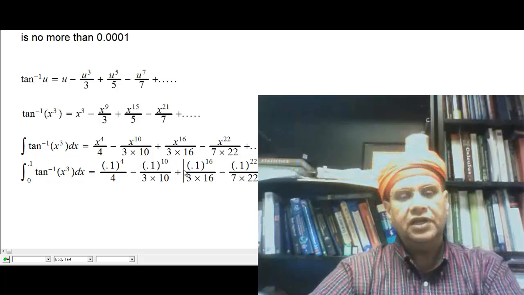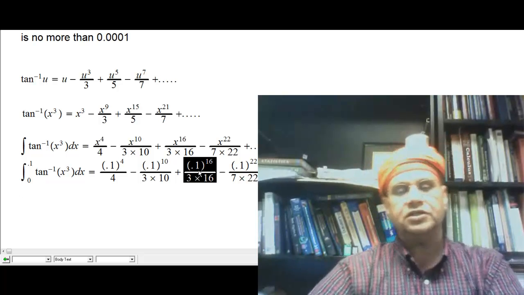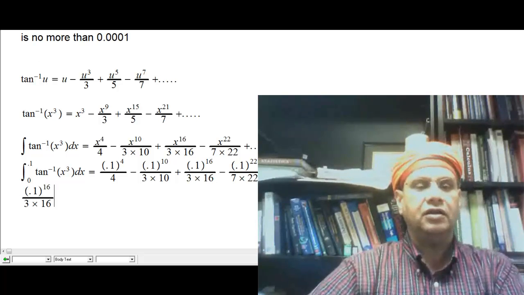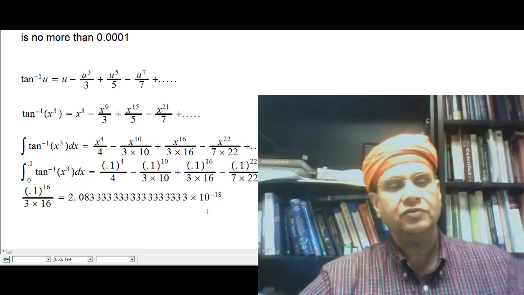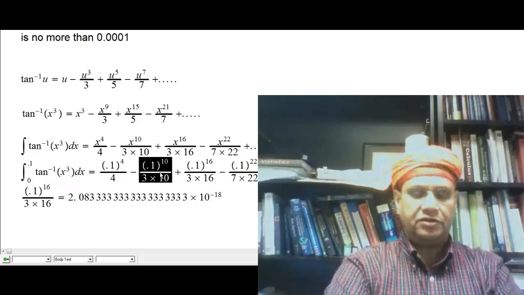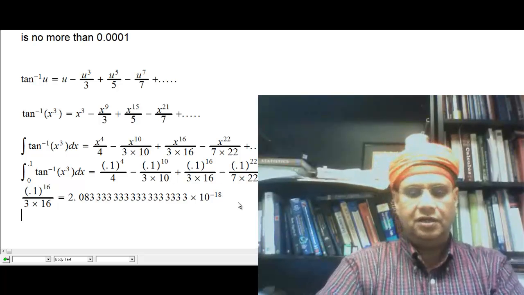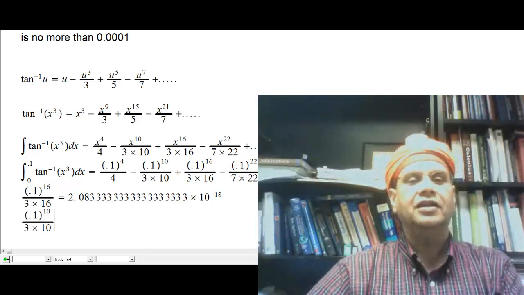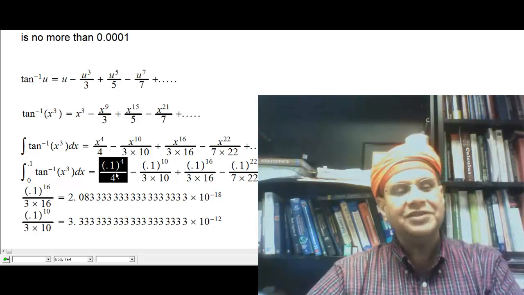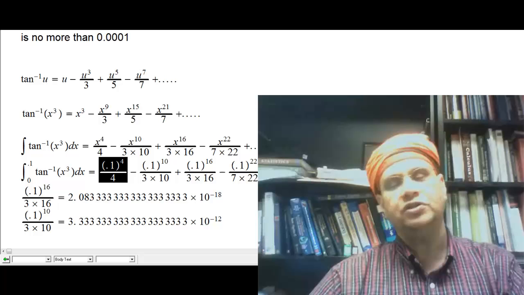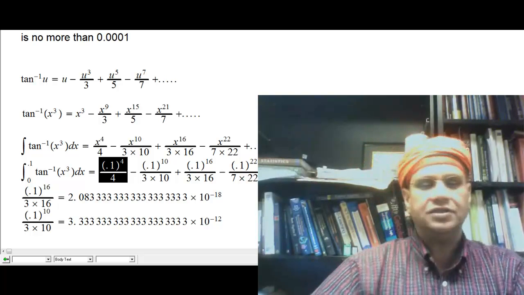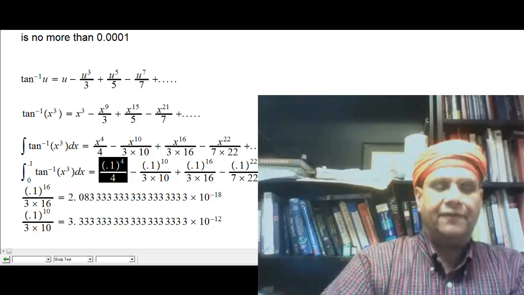So let's see this here. Now I think this will do the job. Let's look at this term. This is much smaller than 0.0001, right? Much smaller. So even if we took just the first term for the approximation, we are good, because the next one is very much lesser.